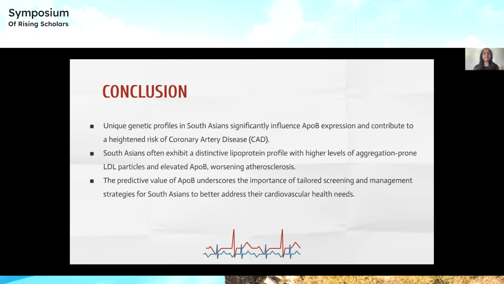And the way that South Asians exhibit this distinctive lipoprotein profile with higher levels of aggregation-prone LDL particles is what worsens this atherosclerosis and that buildup of plaque that we see. So the predictive value of apolipoprotein B underscores the importance of these tailored screening and management strategies for South Asians to better address their cardiovascular health needs.